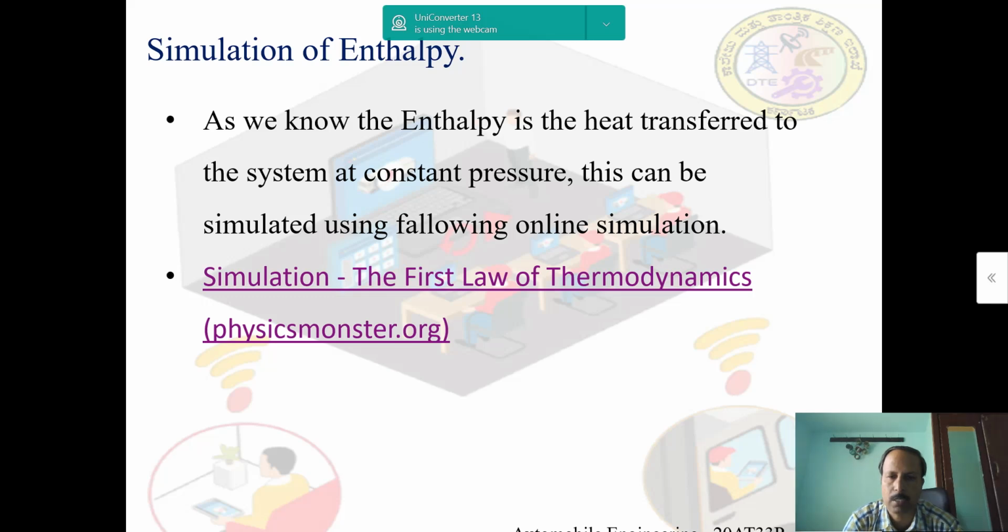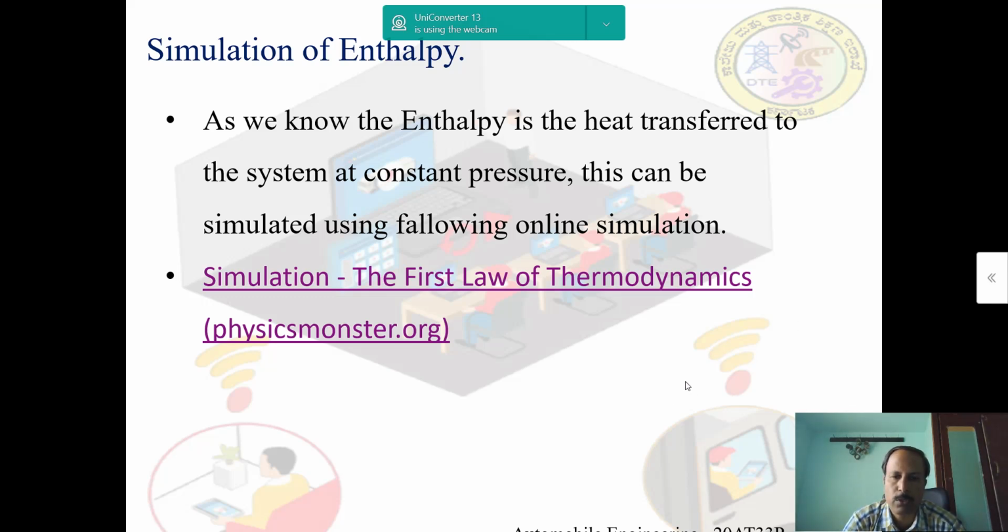In this video session, we are going to clear the concept of enthalpy using an online simulation. In this simulation, we are going to simulate an isochoric process and an isobaric process, and we are going to find out the values of enthalpy during each process.